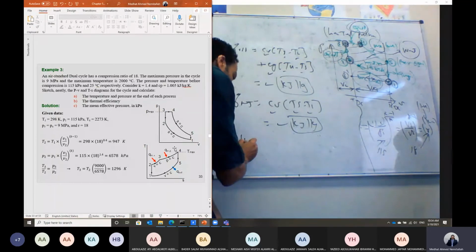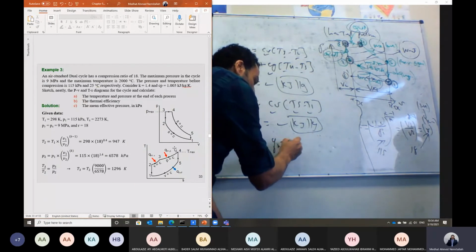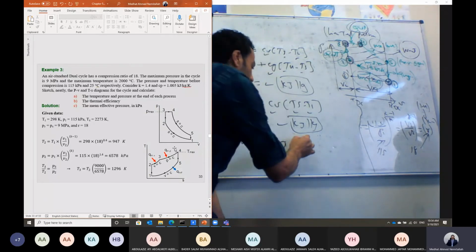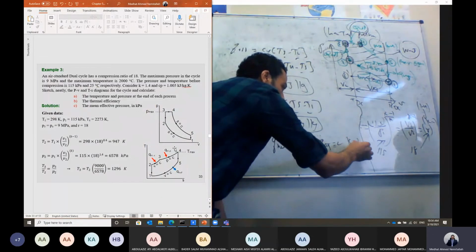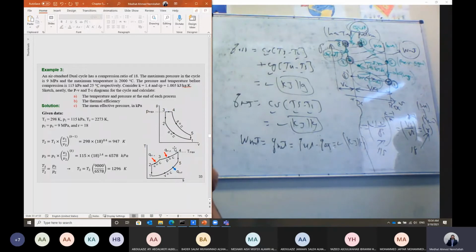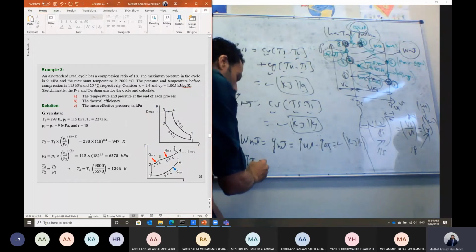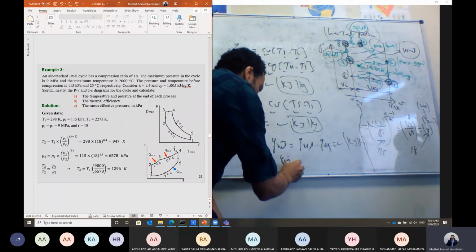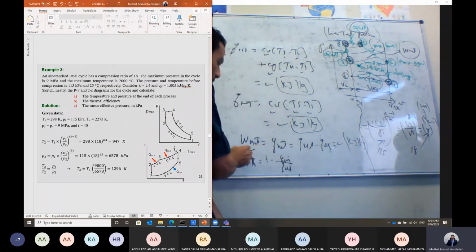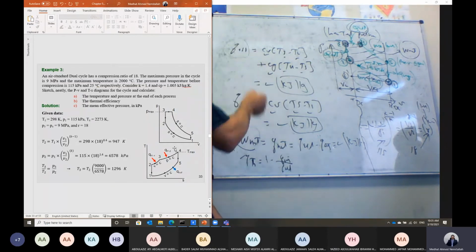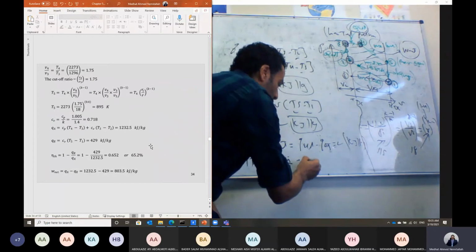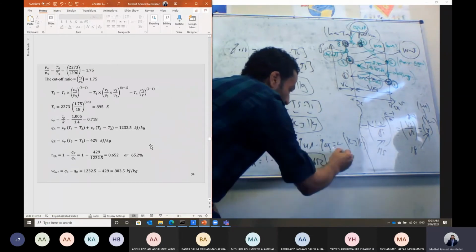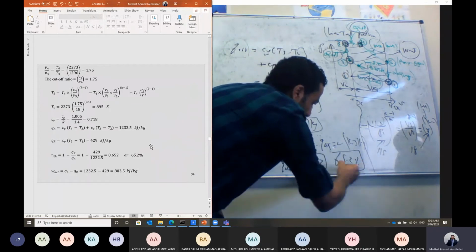And then we can calculate the net work, which is the same as Q net, and should equal Q added minus Q rejected. You can calculate this value also, in kilojoule per kilogram of air in this case, because the working fluid is air. Right, we can calculate the thermal efficiency. It will equal 1 minus Q rejected over Q added, or it can equal work net divided by Q added. Anyway, you can calculate this thermal efficiency. If you calculate this value, the thermal efficiency will be about 0.652, or about 65.2%. This is the thermal efficiency.